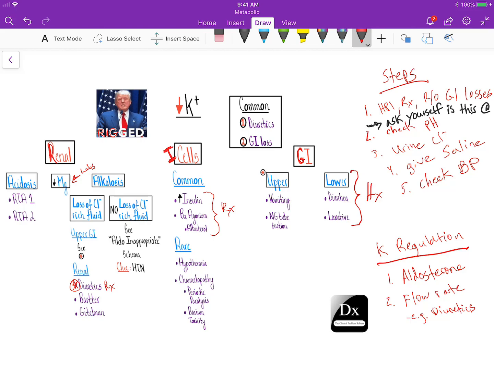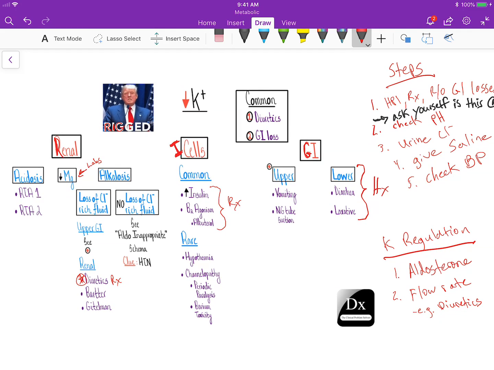What else? In terms of Bartter's or Gitelman's, I just wanted to say that Gitelman's is more common. It's more mild and usually comes with low magnesium and low calcium in the serum. All right. And that is it.